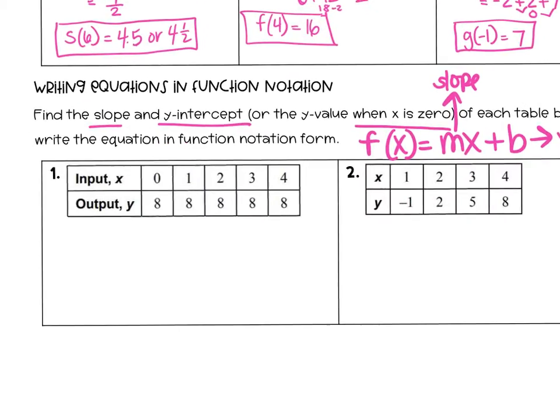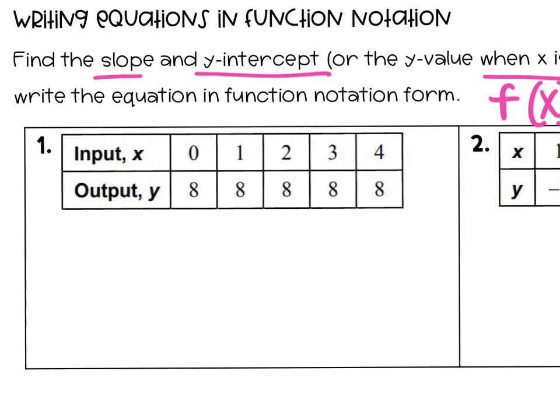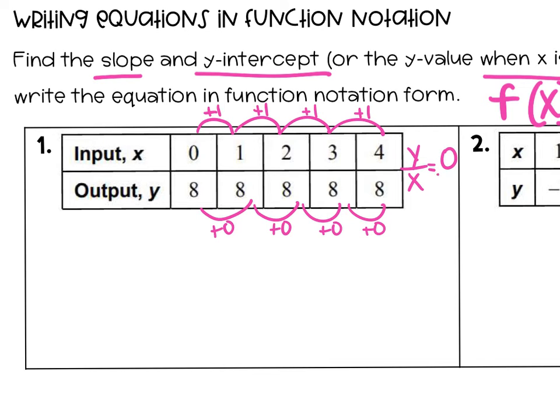All right, so looking at number 1, I usually start with the slope. So the x is going up 1. The y is going up 0. All right, so for my slope, remember, I put y over x, the change in y over the change in x. Change in y here is 0, over x is 1, and that just means 0 divided by 1. So that means our slope, or our m, is 0.